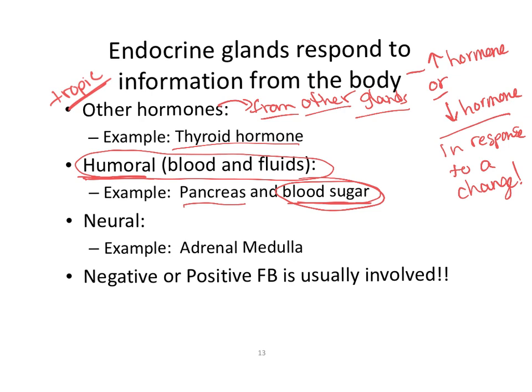And then the third way that we have of regulating our glands is by the nervous system. The adrenal medulla is the best example of this because your sympathetic nervous system controls the adrenal medulla.